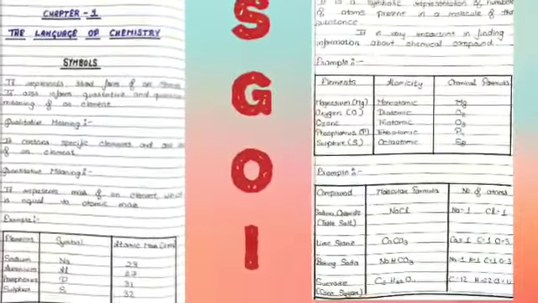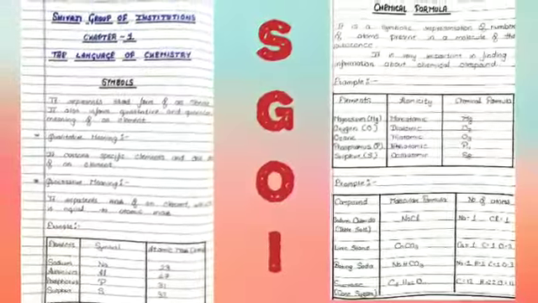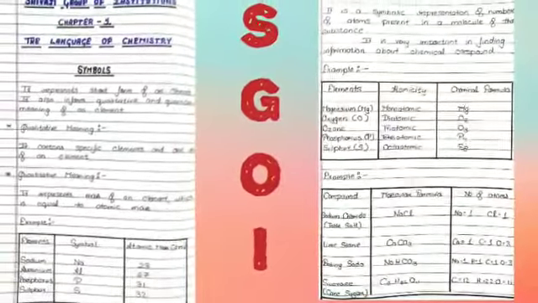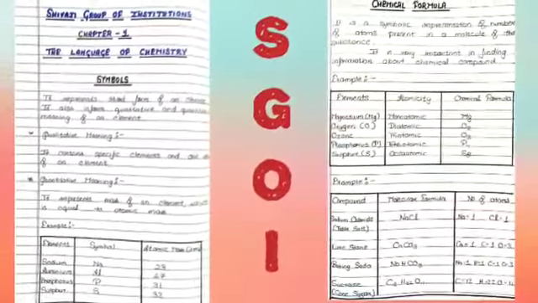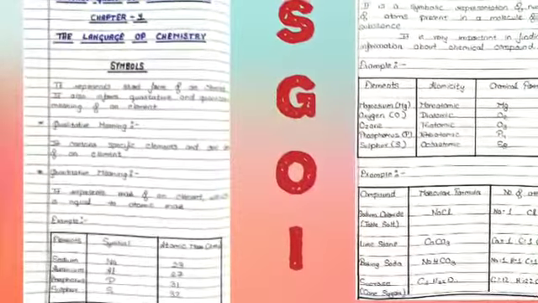A lot of compounds also exist in chemistry, like sodium sulfate, which is Na2SO4, calcium chloride, which is CaCl2, and glucose, C6H12O6.